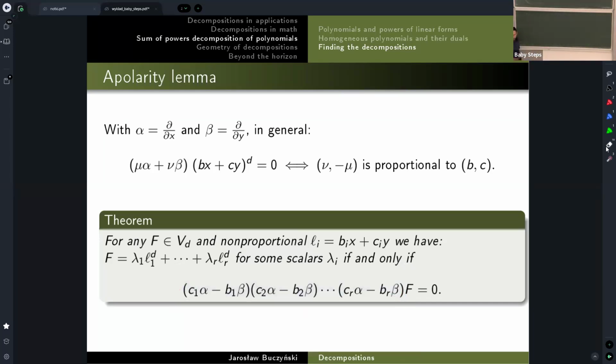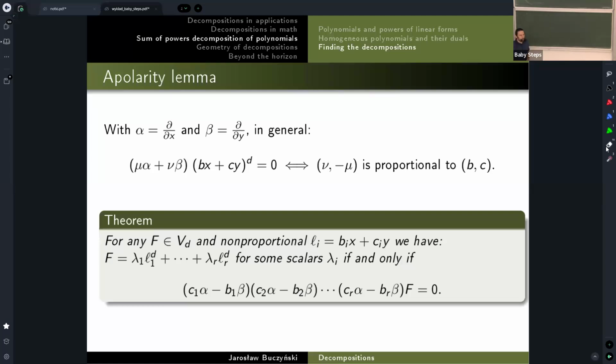Then if and only if this operator kills my f, so annihilates my f. And the proof is essentially just applying it. Well, okay, one direction is easy from what's written above, but the other direction is harder.